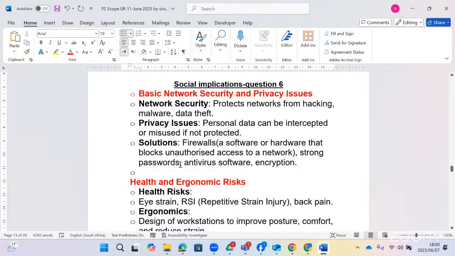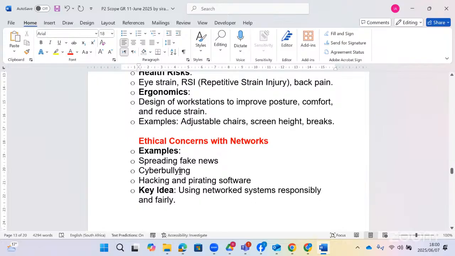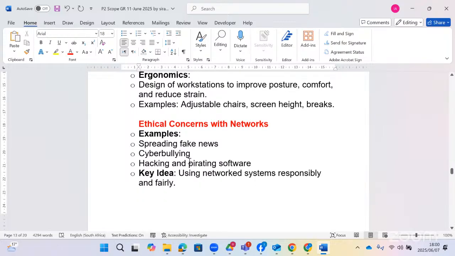Now you need to also put a strong password. You must always put antivirus software and also encryption, and also update your antivirus software so that it will be able to detect these harmful cyber attacks. And then the health and ergonomics, like we discussed earlier. And then ethical concerns and network, like spreading of fake news, cyberbullying, hacking and pirating software.